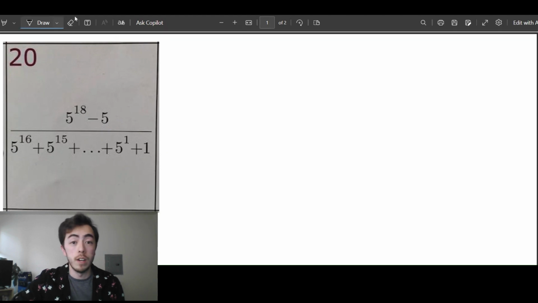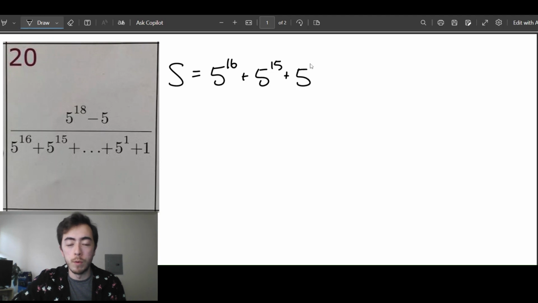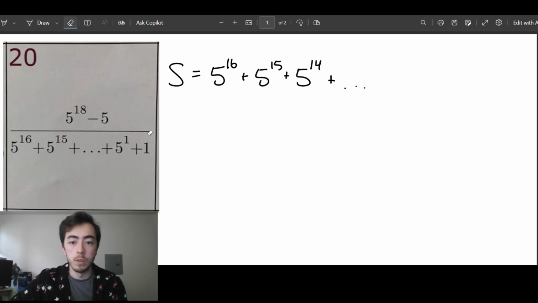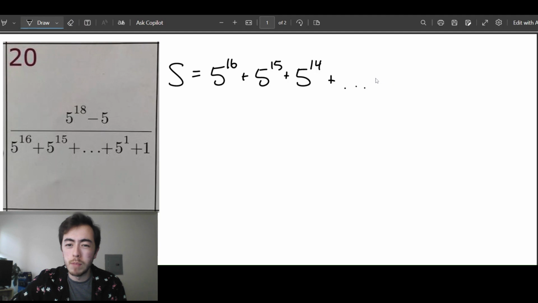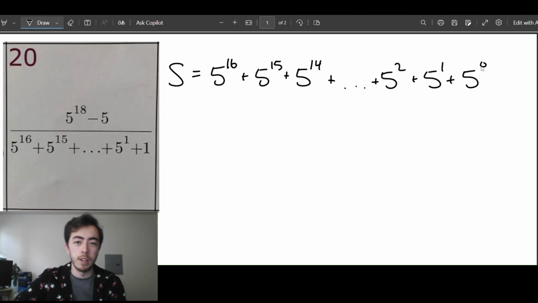I think, first off, let me just call the sum S. And this is just going to be the denominator as is. So 5 to the power of 16, 5 to the power of 15. There's going to be a 5 to the power of 14, 13, 12, all the way down to 0, because 5 to the power of 0 is 1. And I'm just writing maybe a few more terms in my sequence than is in the denominator, just to show my point.